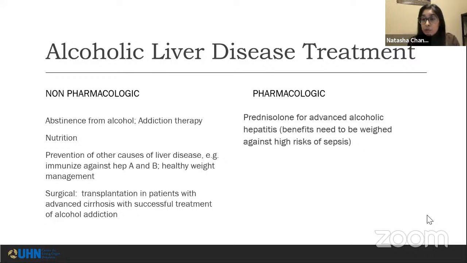We provide preventative treatments for these patients, for example, vaccinating them against hepatitis A and B so that they don't have any other factors which may produce liver failure. We know that for end-stage liver disease from alcohol, transplantation is very effective. Unfortunately, we don't have pharmacology available in this group of patients, although prednisolone is very helpful for patients with severe alcoholic hepatitis, although it must be used with caution due to the risks of sepsis that this type of medication may impose.